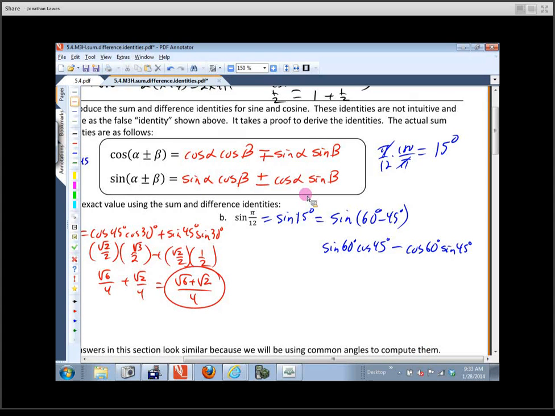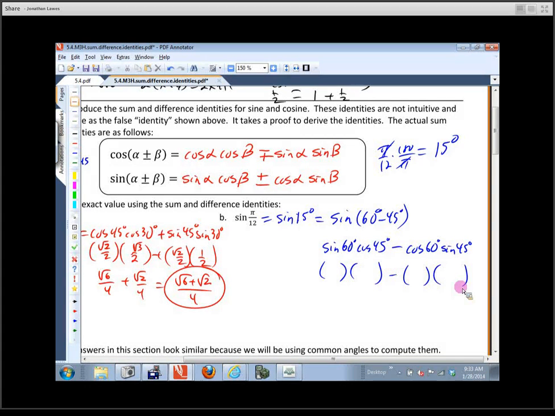Okay, remember how this is the way I like to think of it? Because these are the same trig function, this has to be the opposite operation. So if this is plus, that's minus. If that's minus, that's plus. Because these are different trig functions, the operation gets to be the same. So if this is minus, that's going to be minus also. Good? Okay.